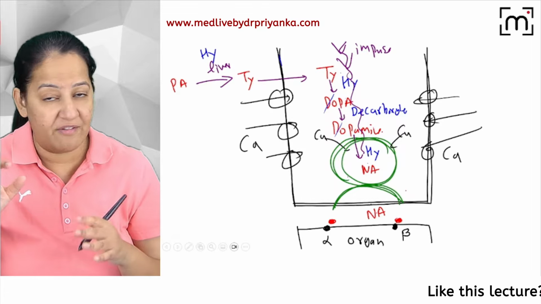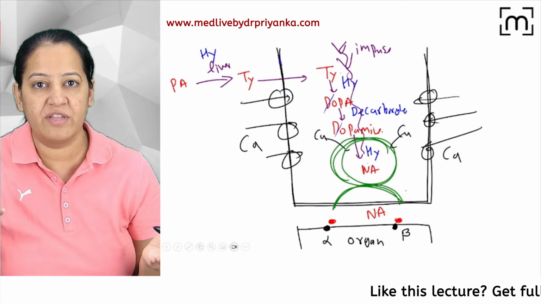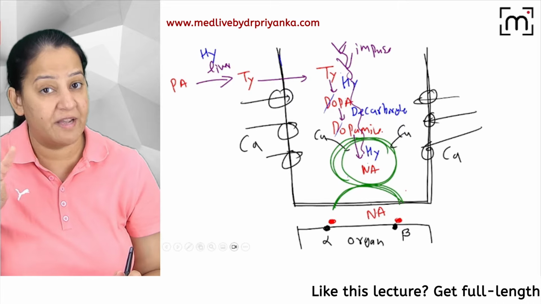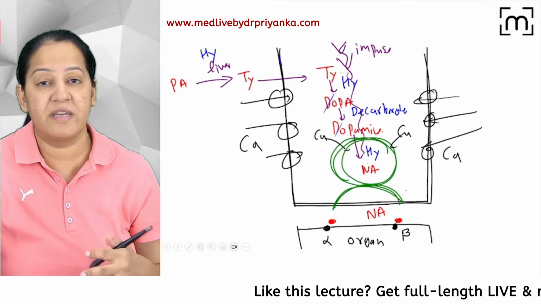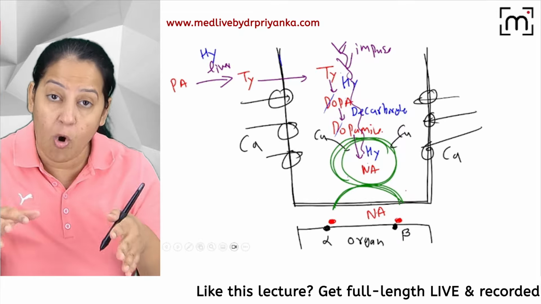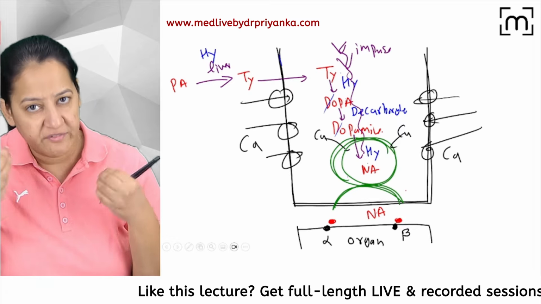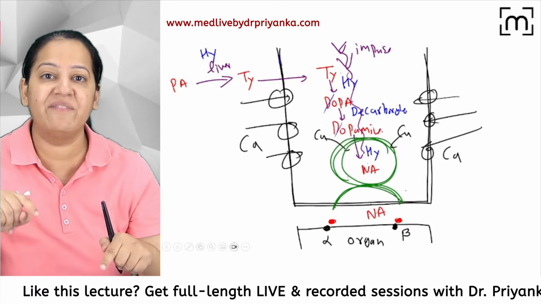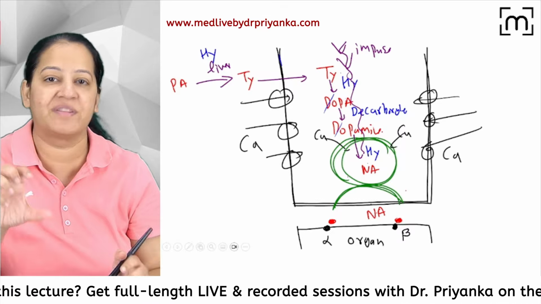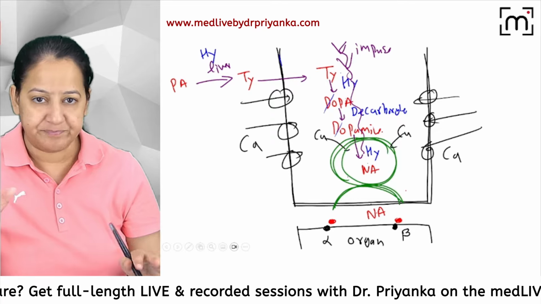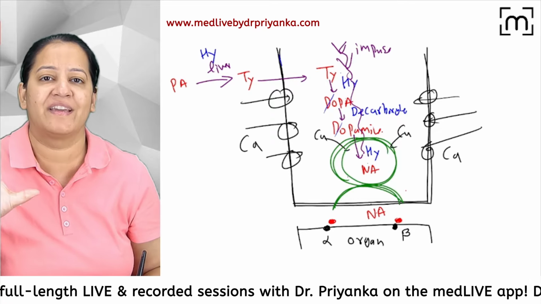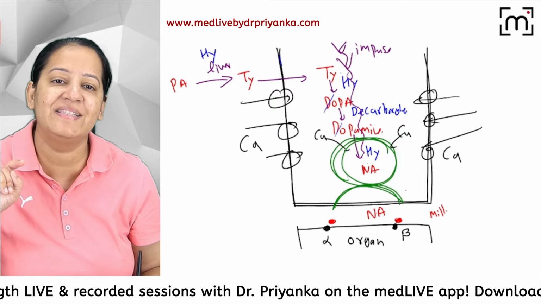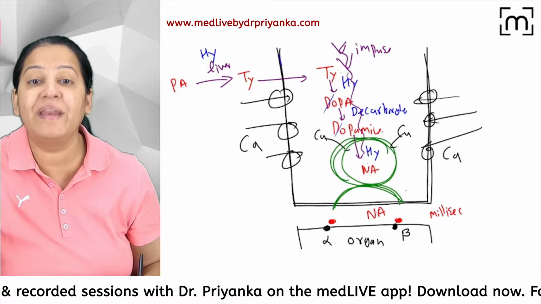Maybe the organ has alpha receptor, beta receptor, or both of them. Alpha has two types, alpha 1 and alpha 2. Beta has three types, beta 1, beta 2, beta 3. So depending on the organ, whichever alpha or beta subtype receptor is present, noradrenaline will bind with that receptor and show its particular action on that organ. The action lasts for a fraction of a second, or a millisecond. After that, we have to terminate the action.